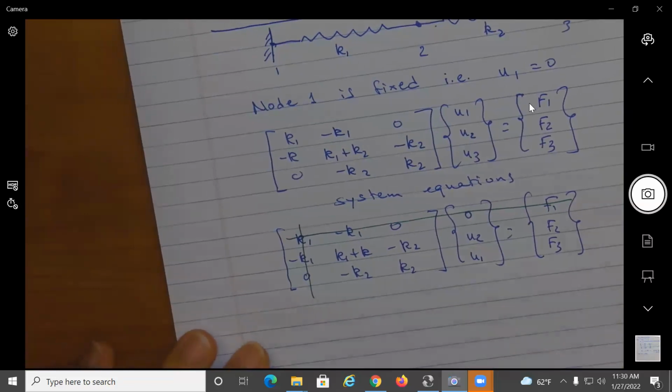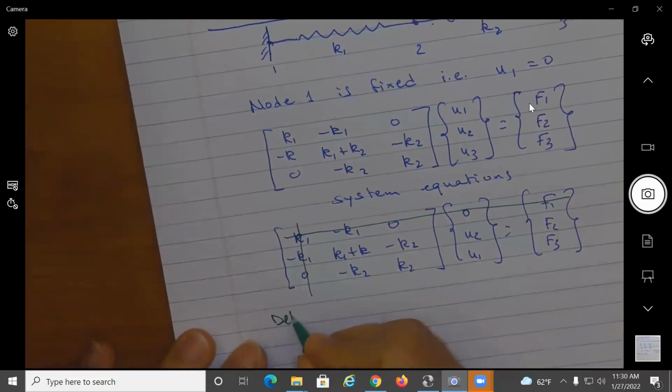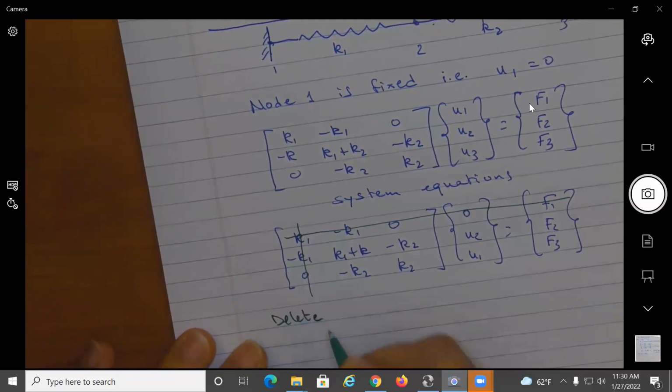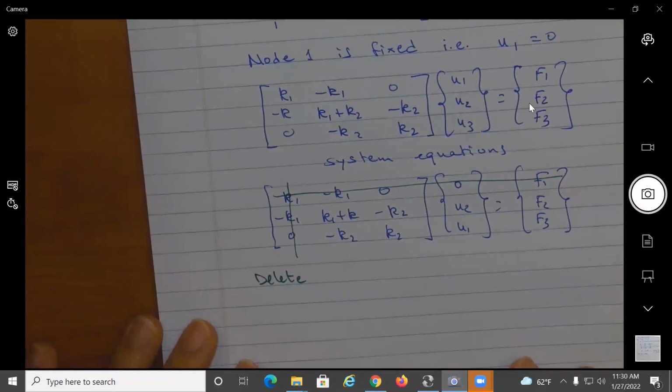So we are going to delete. Does it mean you have a system where you fix at both ends, then you may end up having two homogeneous conditions? Are you at liberty to start anywhere or you must start from? No, we can actually delete 2 rows and 2 columns in this case, and we're going to be left with 1 equation.